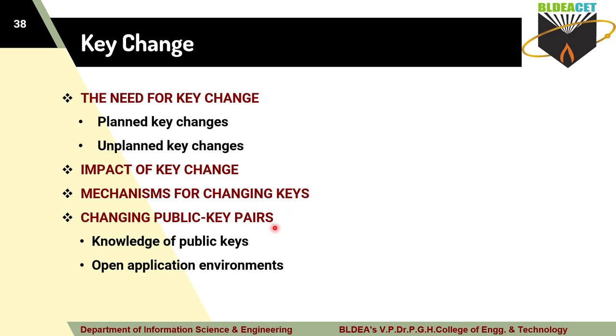So for changing the keys, as I told earlier, changing of the public key pairs: as we know, you have two types of keys, encryption and decryption key. If you are using the same key for both, then you call that a symmetric key, and that symmetric key must be used in closed application environments. One more is public key cryptography. In that, for encryption you use the public key and for decryption you use the private key, and knowledge of that public key must be known by all users who want to send an encrypted message to that particular user.